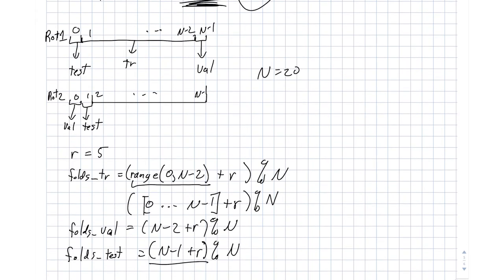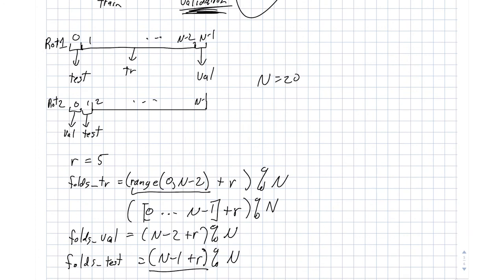When R is equal to 1, n minus 1 plus 1 is equal to 20. 20 mod 20 is 0, and that is this test set right here. That's the 0 fold. I'm sorry, R is equal to 2. Then n minus 1 plus 2 is equal to 21. Mod 20 gives us a 1, and that's this case here.